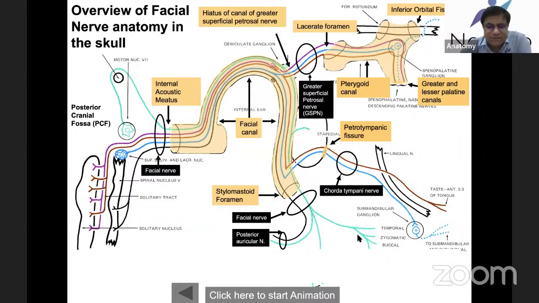So all the muscles that the facial nerve innervates are the muscles derived from the second branchial arch. And remember, it's the post-trematic nerve of the second branchial arch.